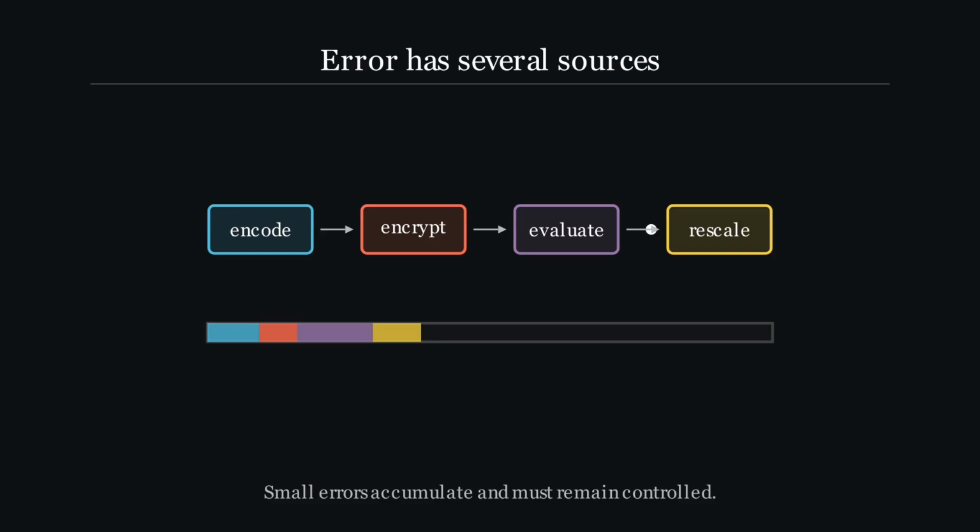Rescaling divides by a modulus prime and introduces another controlled rounding. Each colored contribution extends the same error bar rather than replacing the previous contribution. Good CKKS design therefore budgets error across the whole circuit. No single stage needs to be perfectly exact, but the accumulated effect must remain small enough that decryption and decoding still recover a meaningful numerical answer.